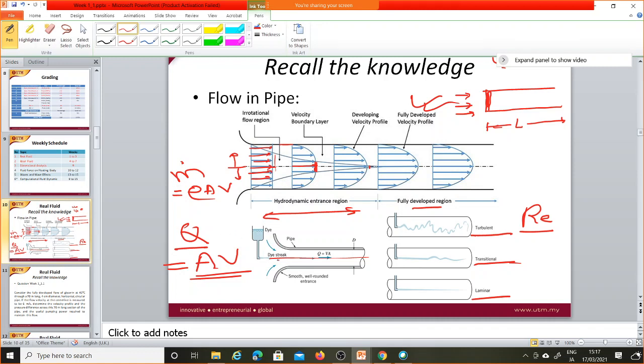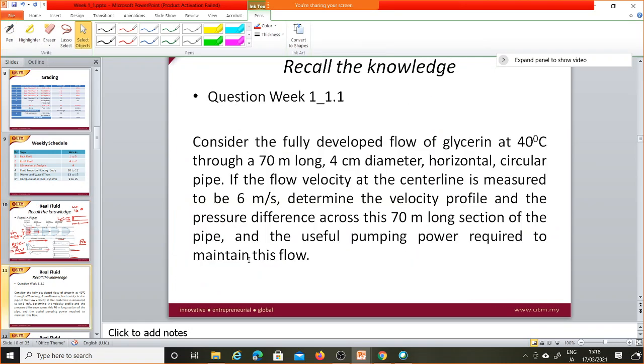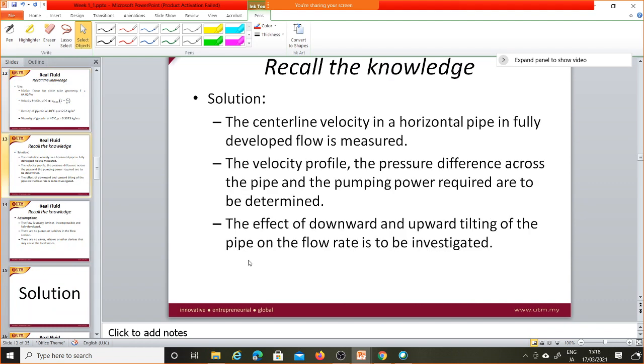Okay, so in this case what will happen, that's why I said that by manipulating the flow rate Q, you can distinguish these three types of flow. Okay, so this is the problem that I will solve later on.